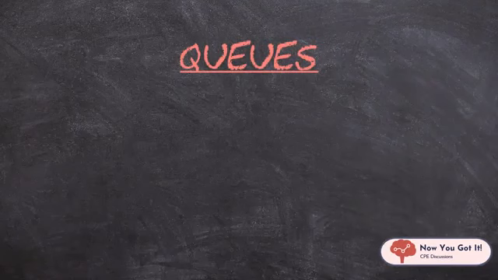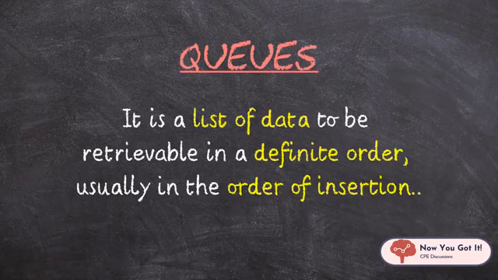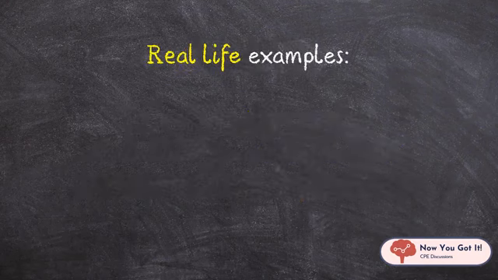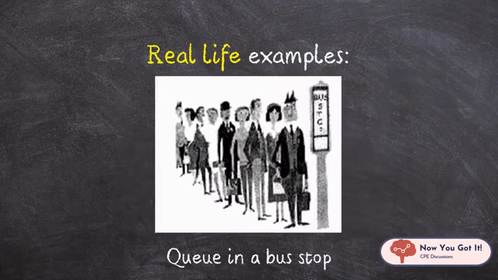Now let's go to queue data structure. Queue is a list of data items, commands, etc. stored so as to be retrievable in a definite order, usually the order of insertion. In real life, we have examples such as queue in a bookstore and queue in a bus stop.